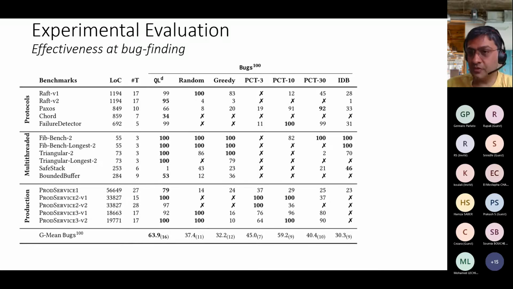So let me walk through this table. Each row is a different benchmark. Every benchmark is a concurrent program with one known concurrency bug. Each of them has exactly one bug, and we know what that bug is. The benchmarks cover a variety of different kinds of concurrent programs. We have protocols, which are distributed protocols. We have multi-threaded programs, some of them concurrent data structures. And we also have production Azure services.